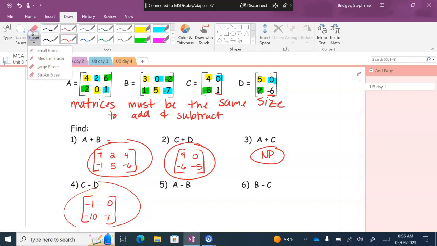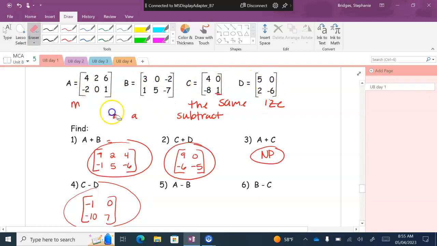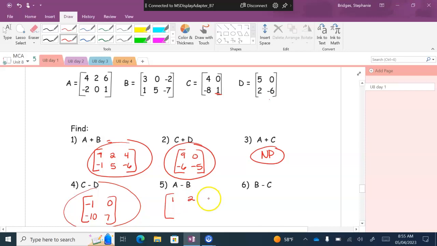Can I do A minus B? Yes. Okay, same thing. We're going to go through each element. Sorry, just make some more room. It's too cluttered up there. All right, so 4 minus 3 is 1. 2 minus 0 is 2. 6 minus a -2 is 8. -2 minus 1 is -3. 0 minus 5 is -5. 1 minus a -7 is also 8. Did we get 1, 2, 8, and then -3, -5, and 8? Okay.